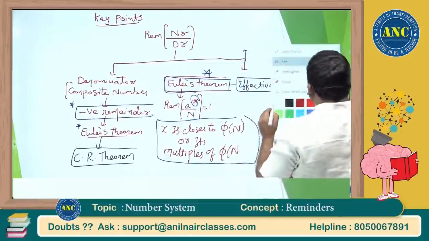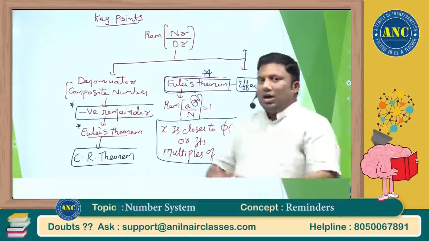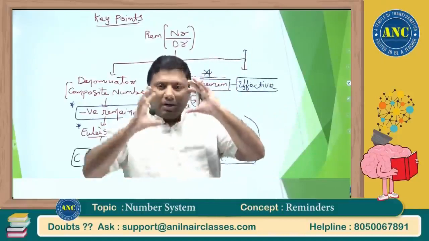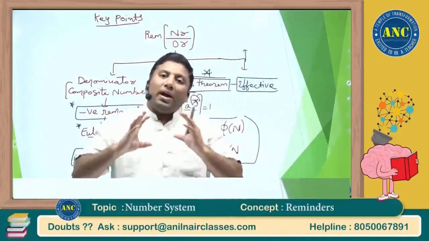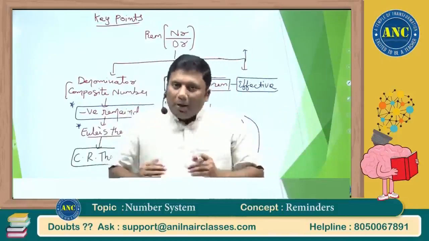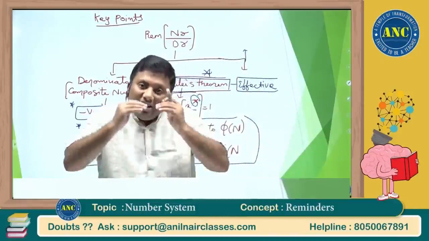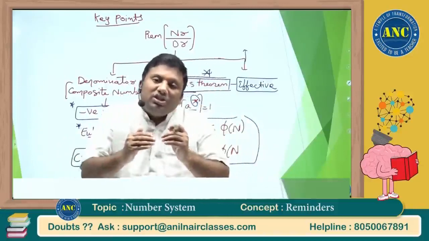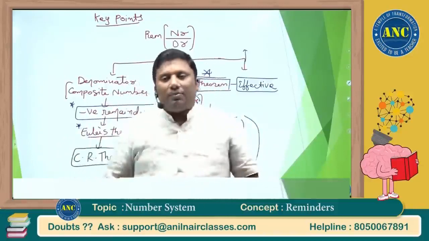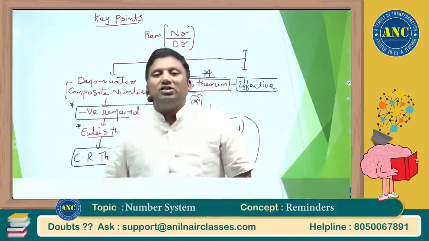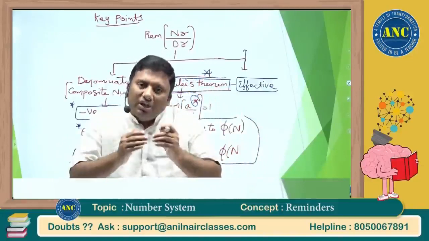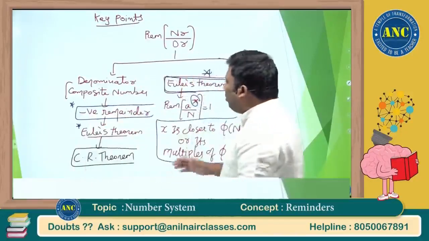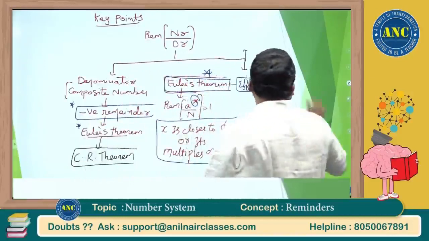If the denominator is a composite number, just look at the question. Step number 1, apply negative remainder. Step number 2, if negative remainder is not helping me to solve first, then use Euler's theorem. If the power of the numerator is not nearer to the totient function of the denominator or its multiples, then use Chinese remainder theorem.